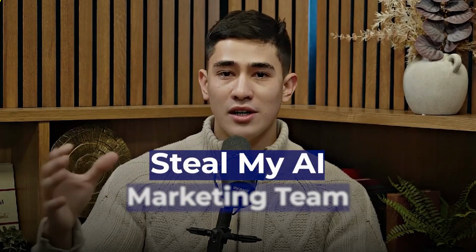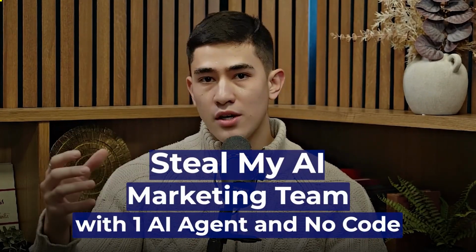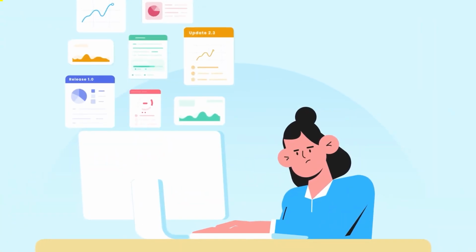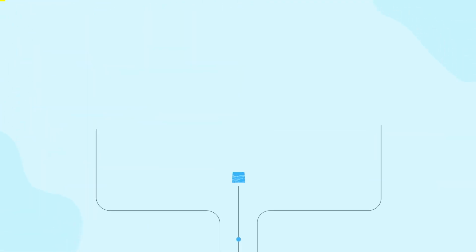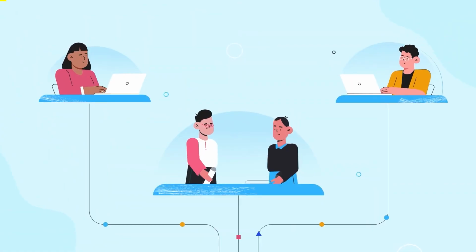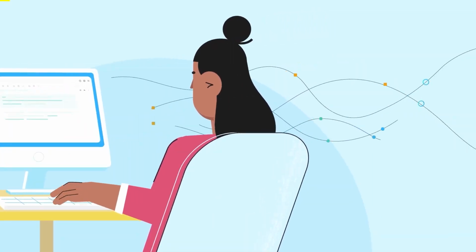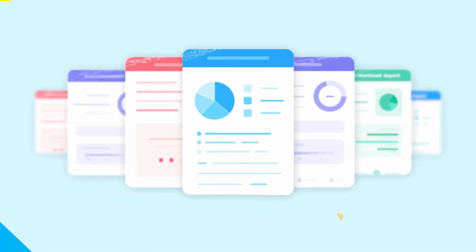Steal my AI marketing team with one AI agent and no code. Discover how to build a production-ready AI marketing agent that handles everything from content creation to campaign deployment. No coding required. This system runs on a single intelligent agent powered by 6 specialized tools, delivering professional-grade assets faster than any traditional team. One agent, 6 powerful tools.